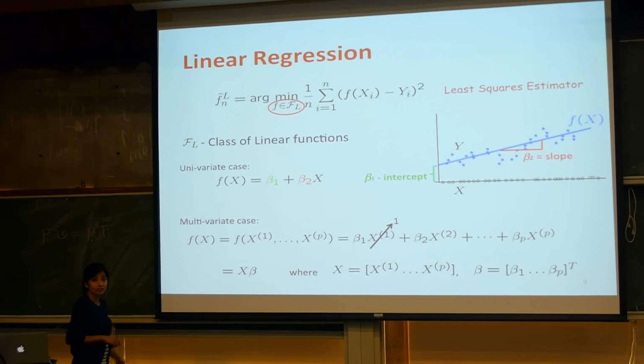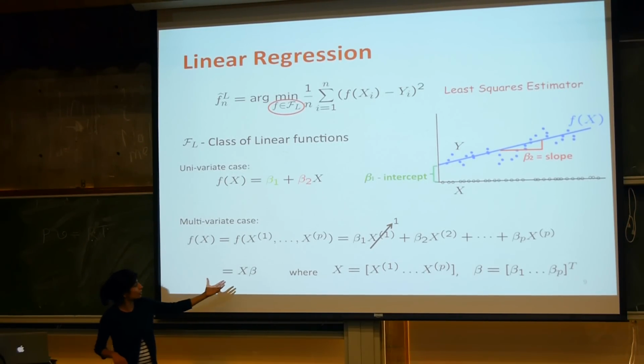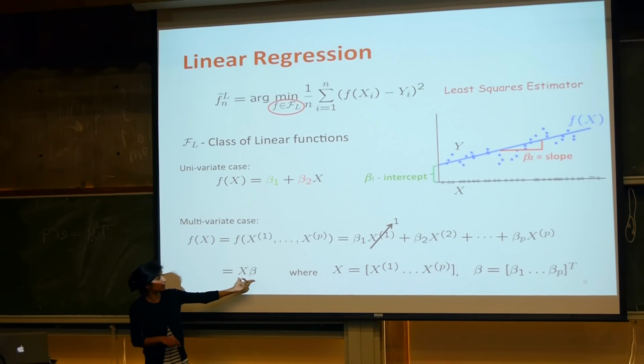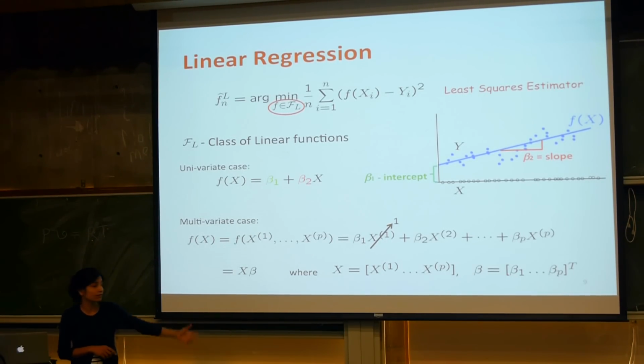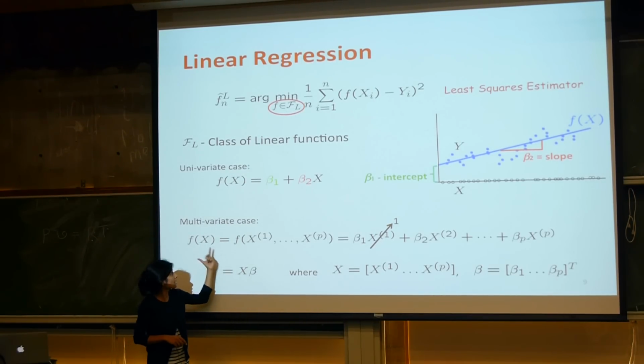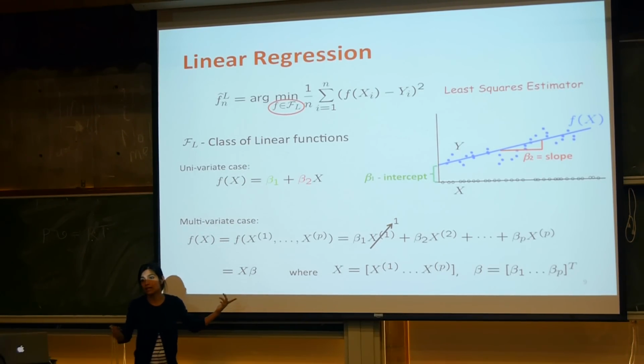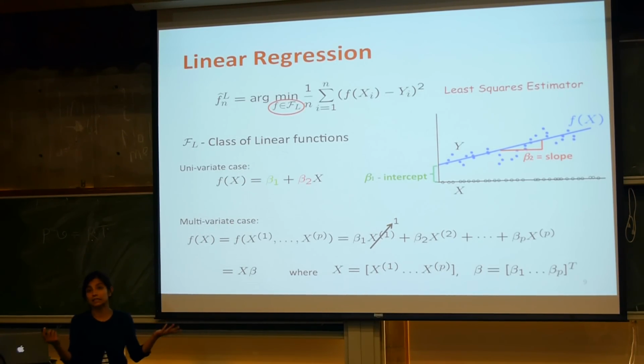One of the things that's very helpful here is to be able to write this in vector or matrix form. Instead of writing out this whole equation, we'll just call it x times beta, where x is a row vector that contains all of your p features, and beta is a column vector that contains the p regression coefficients corresponding to each feature. Then we can just use this shorthand notation that f of x is x beta. That's our linear class. We only want to fit linear functions to our data.